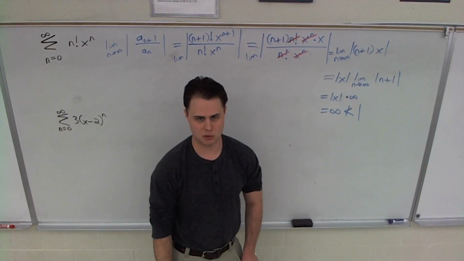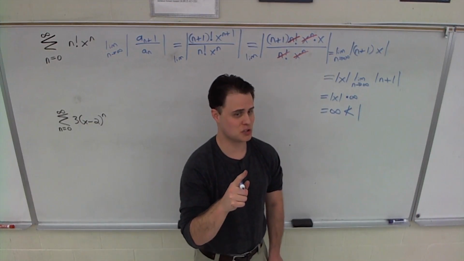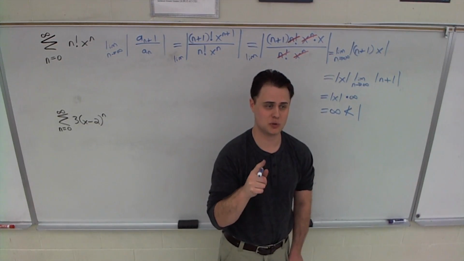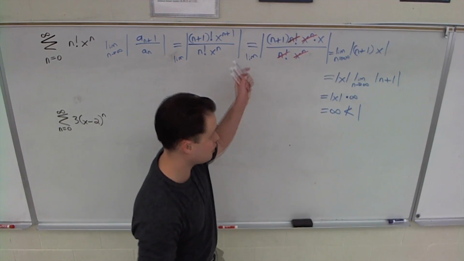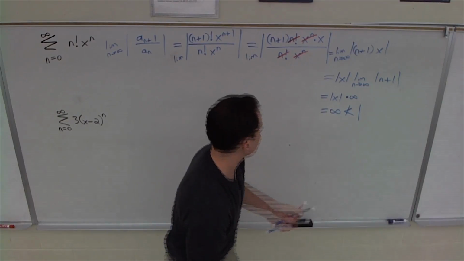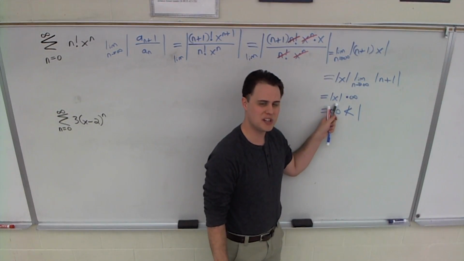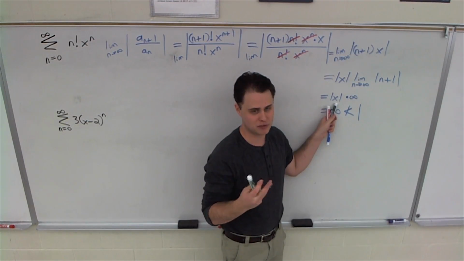Which is not less than 1, which means divergent, except if x was 0. Okay, you got to be careful on that. Note, nothing in the calculation really told you that. Except if x was 0 right here, what is 0 times infinity? That's an indeterminate form which you do have to manipulate.